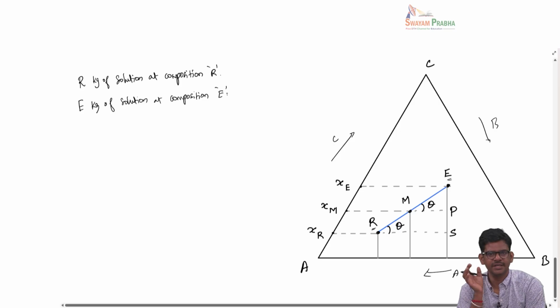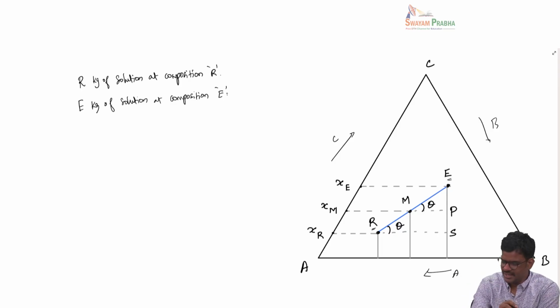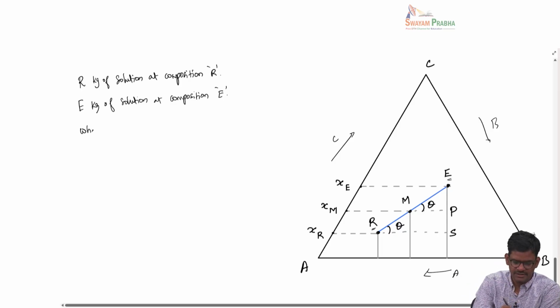In both R and E, we have A, B, C at finite concentration, because both points R and E are inside the triangular diagram. So the question we would like to ask is, where do we locate the mixture composition?